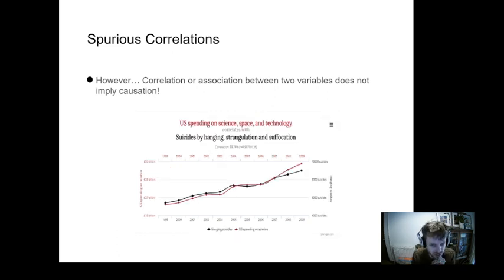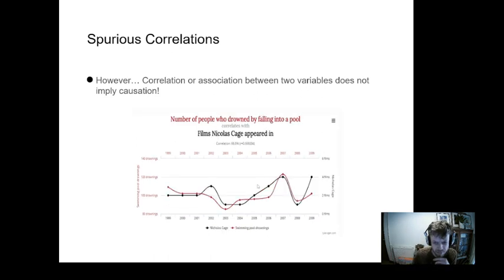And then you've got spending on science, space and technology, and suicides by hanging, strangulation, and suffocation. It's pretty certain that those two things aren't related, but as one increases, the other seems to be increasing as well, which seems very strange. And then if you go here, number of people who drowned by falling into a pool and films by Nicolas Cage, again, it would be pretty hard to relate those two together. So these are called spurious correlations, and you may have a correlation factor which says they're strongly correlated, but actually the causation is lacking there.